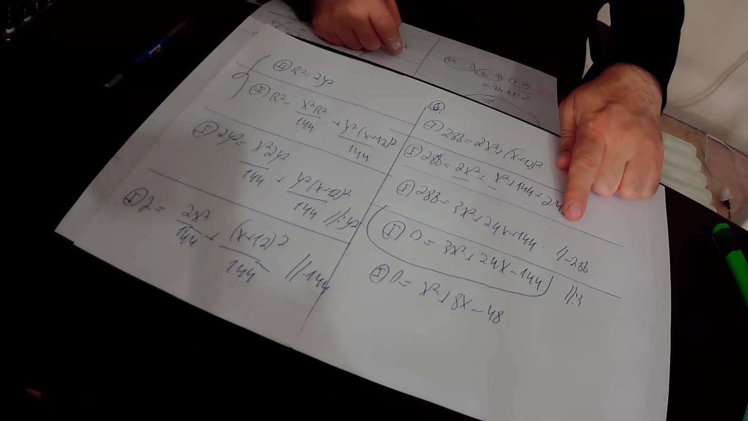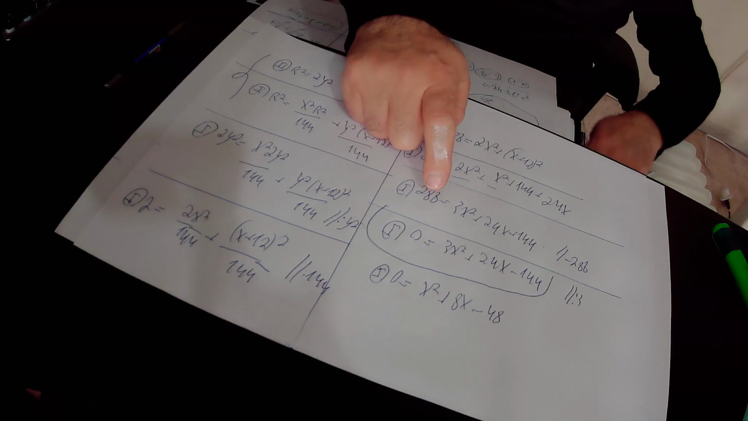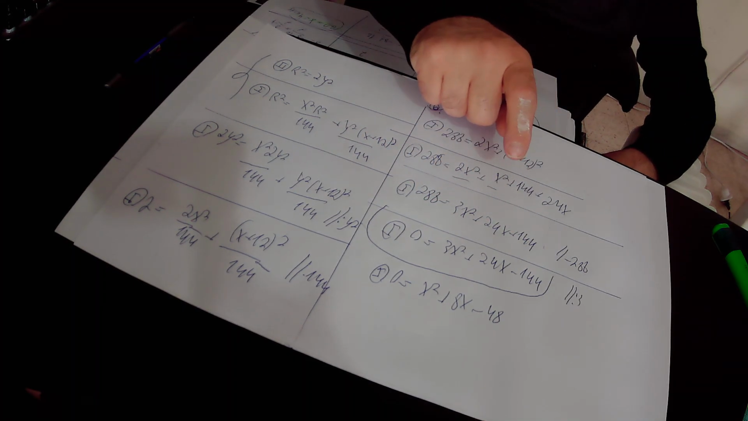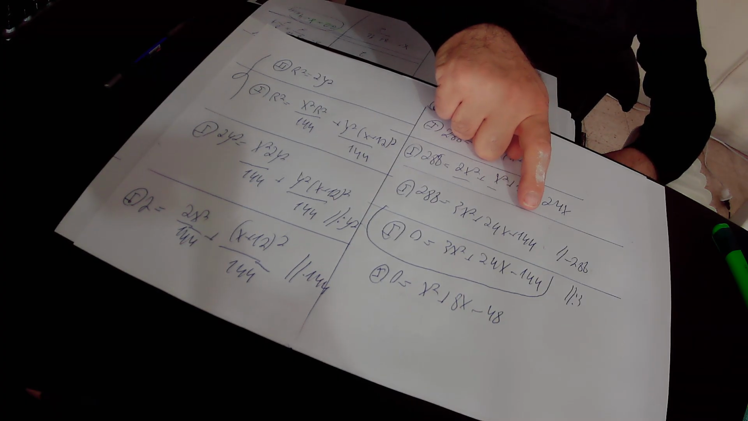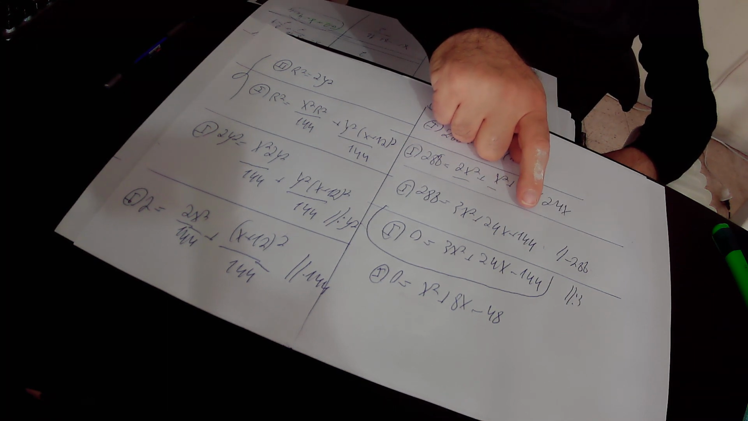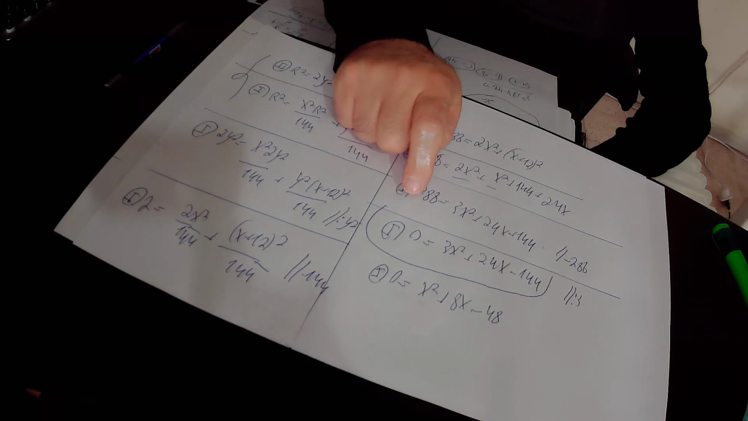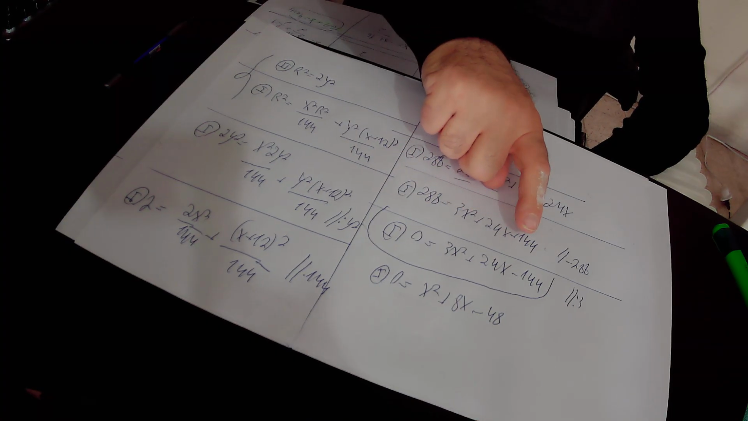So here we subtracted 288 from this equation 1, and finally found out that 288 minus 288 is 0. That equals 3x square plus 24x, and here we have 144 minus 288 is minus 144. So according to equation 1, we found out that 0 equals 3x squared plus 24x minus 144.